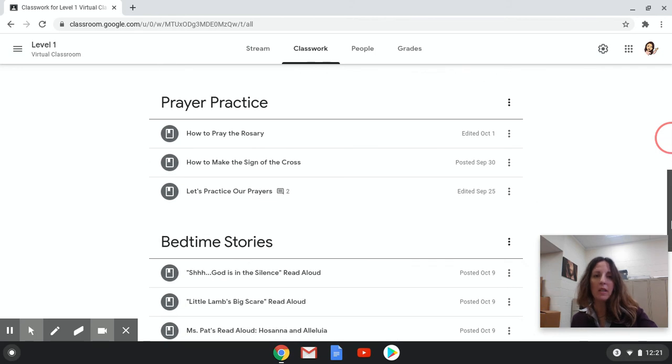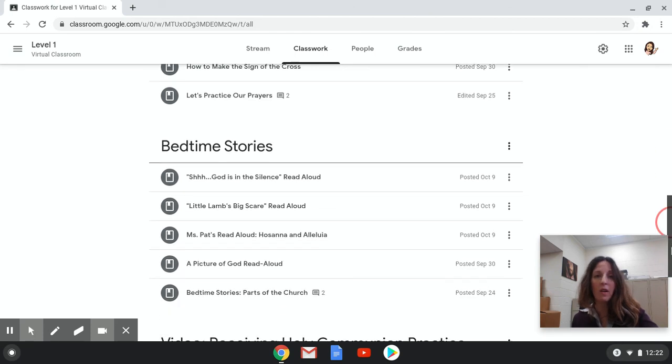And prayer practice is for you to do throughout the year with your child. We hope that your child will learn how to say certain prayers this year and in the second year, which would include the Hail Mary, the Sign of the Cross, and the Our Father.